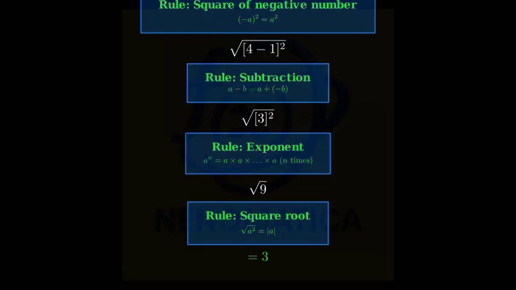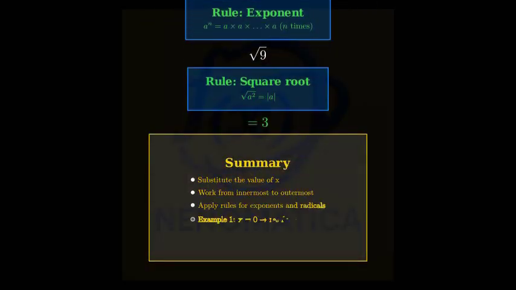Let's summarize what we've learned. When evaluating expressions with nested squares and square roots, we follow these steps. First, substitute the given value of x into the expression. Second, evaluate the expressions inside parentheses, working from the innermost outward. Third, handle exponents and radicals according to their rules.